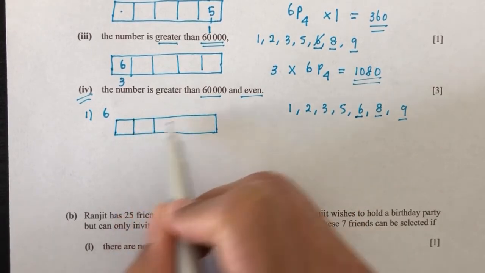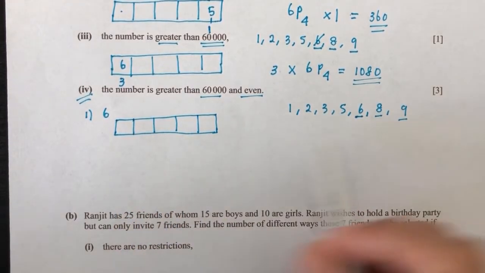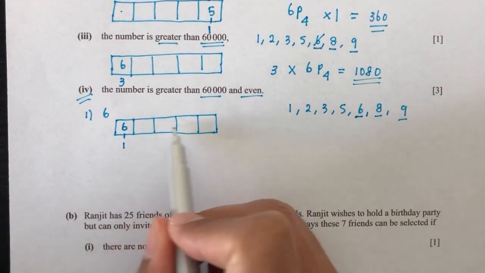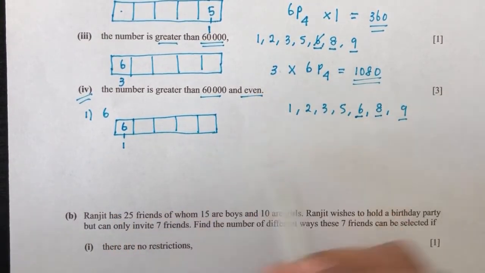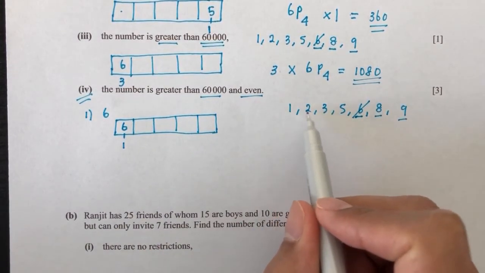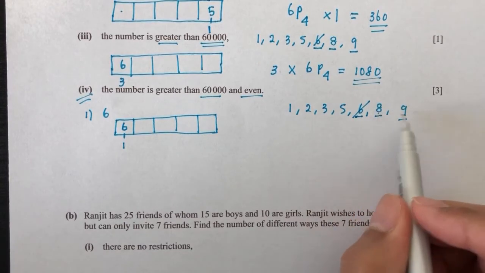So 1, 2, 3, 4. So first one, it begins with 6. We have only one option. And for the rest, it needs to be even. If you take 6 here, what's remaining? We have 1, 2, 3, 5, 8, 9.